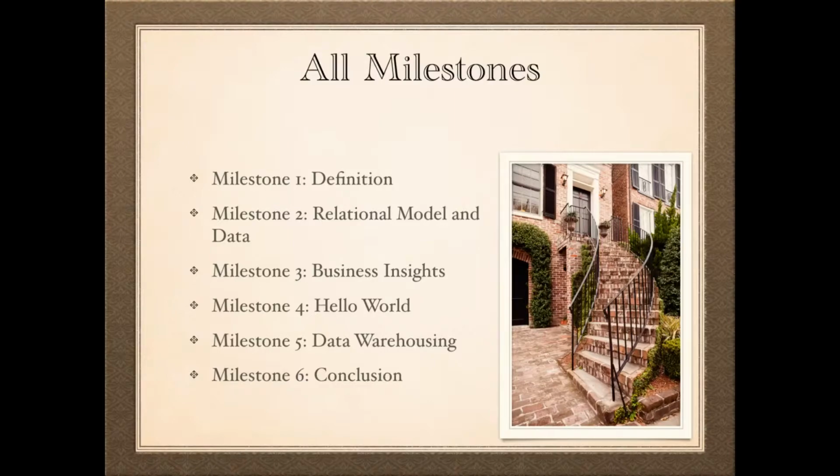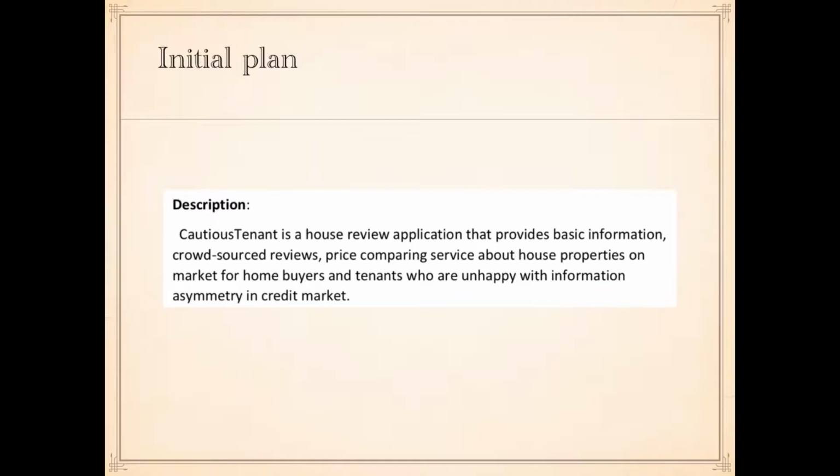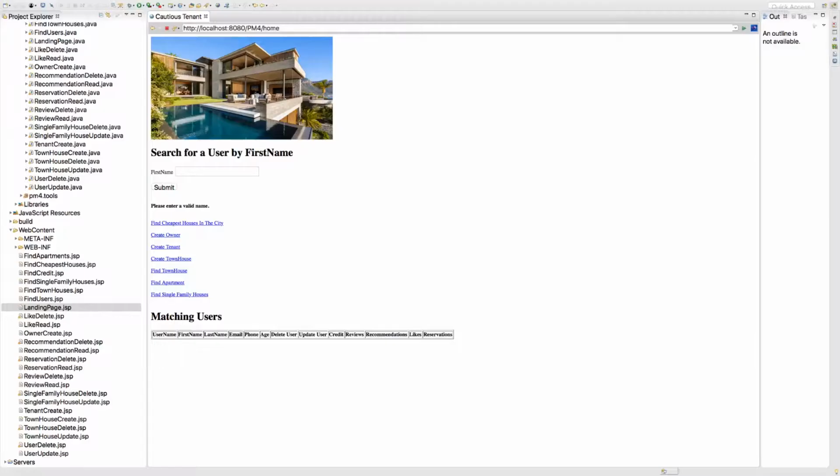Next, I want to go through all the milestones. In milestone 1, we made an initial plan. We initially planned to build a house review application that provides basic information, crowdsourced reviews, price comparison service about house properties on market for home buyers and tenants who are unhappy with information asymmetry in credit market.